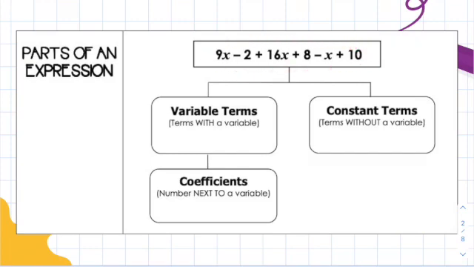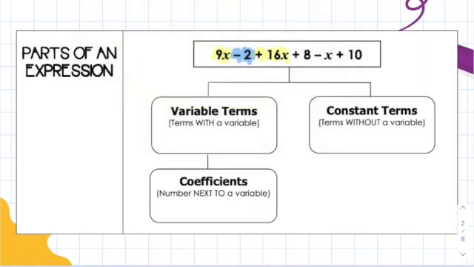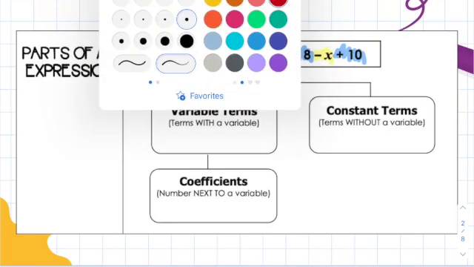And the first thing you guys should be able to do is know how to separate each separate term inside an algebraic expression, okay? So the plus and the minus signs are what separate each term. So the first term we have is 9x. The second term is minus 2. The third term is plus 16x. After that we have plus 8 is a term. Then minus x is also a term. And plus 10 is a term. So you see we have 6 different terms in this algebraic expression.